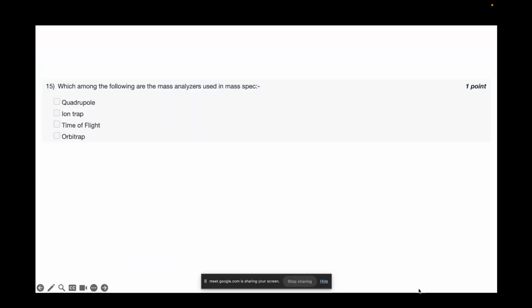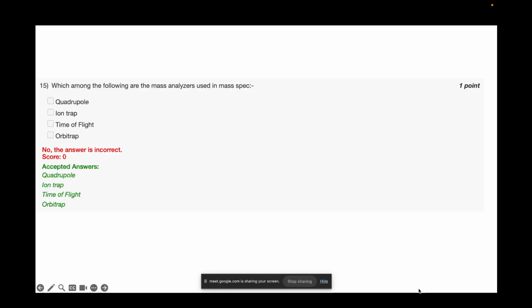I think I took the name of a couple of them while discussing mass analyzers, but yeah, these are different types of techniques by which the mass to charge ratio of the ions are sorted inside the mass analyzer. So we have not gotten into very much detail of these.